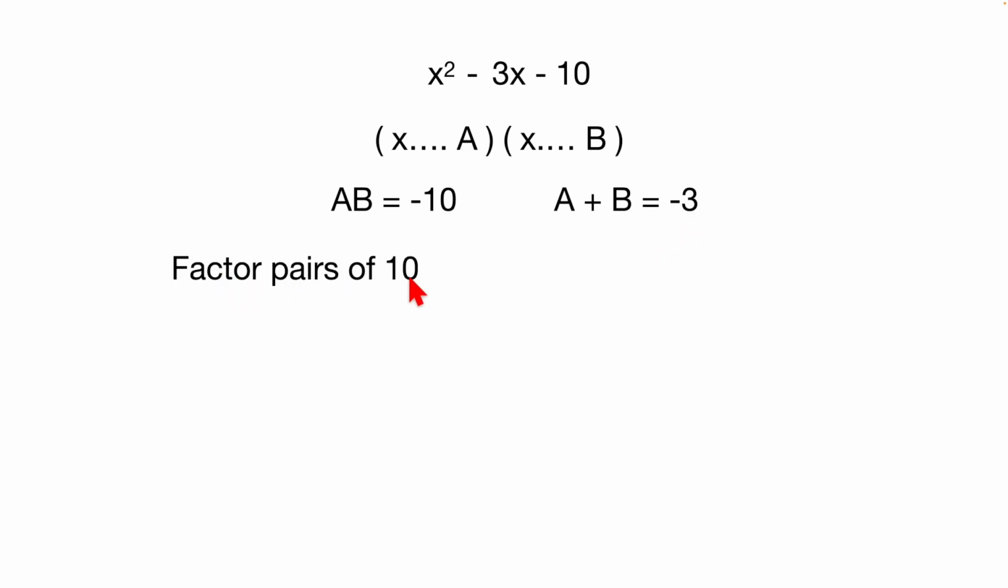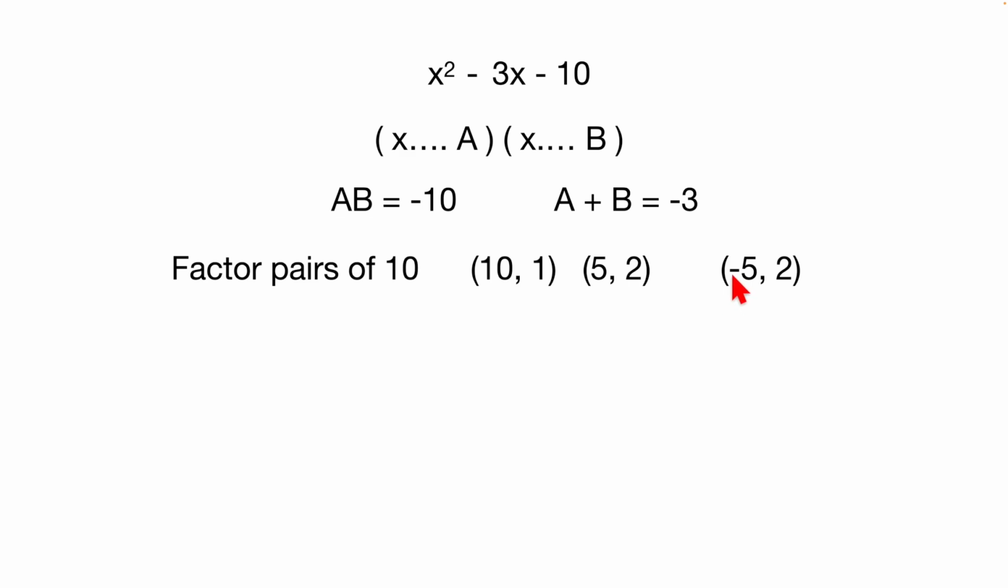Factor pairs of 10. I'm not going to look at minus 10, I'm going to look at 10. And we've got 10 and 1. Difference between the numbers is 9. Can't do much with that. 5 and 2. The difference between these two numbers is 3. So if I make one of them negative and the other one remains positive, can I get a minus 3? Well, if I make the 5 negative, then I've got minus 5 plus 2, that's minus 3. And they both will multiply to minus 10.